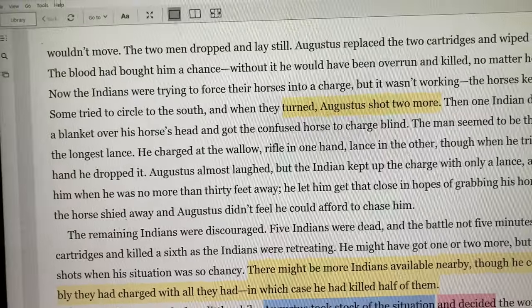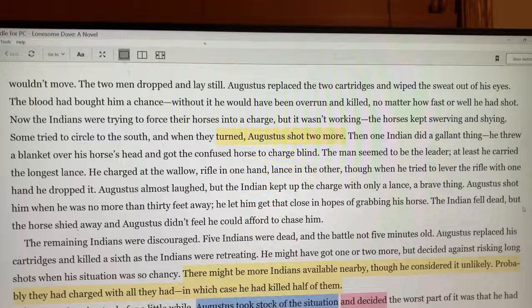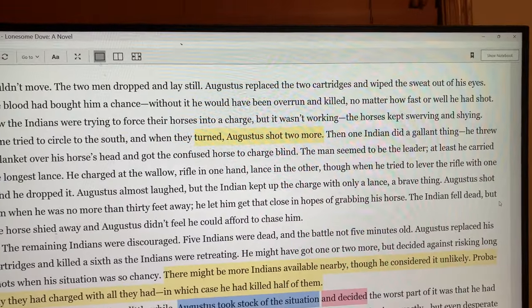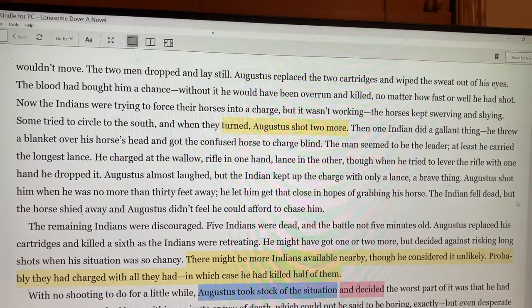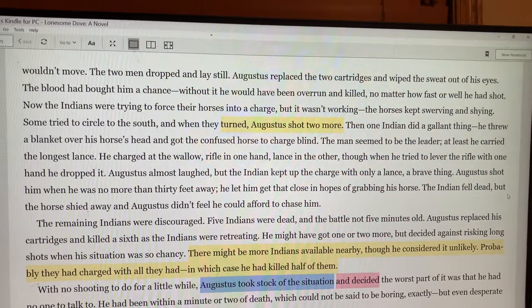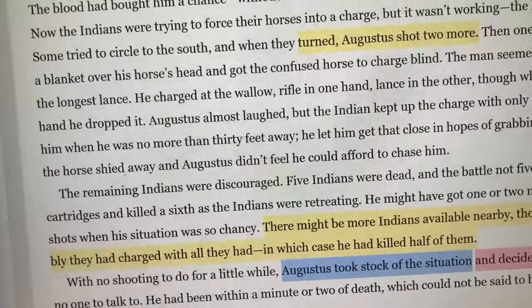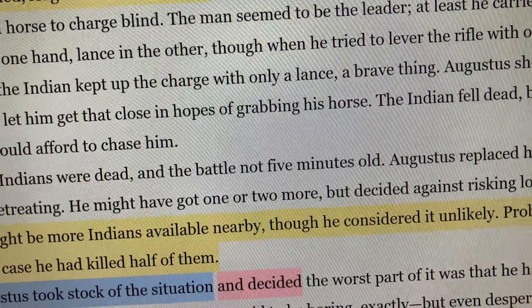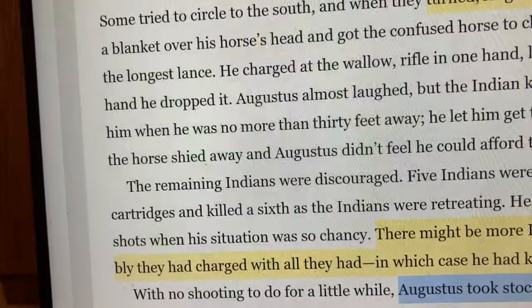Gus shot him when he was no more than 30 feet away, 10 yards. He had hoped to get the horse, but the Indian fell dead, the horse shied away, and Augustus didn't feel he could afford to chase him. Augustus replaced his cartridges and killed a sixth as the Indians were retreating.